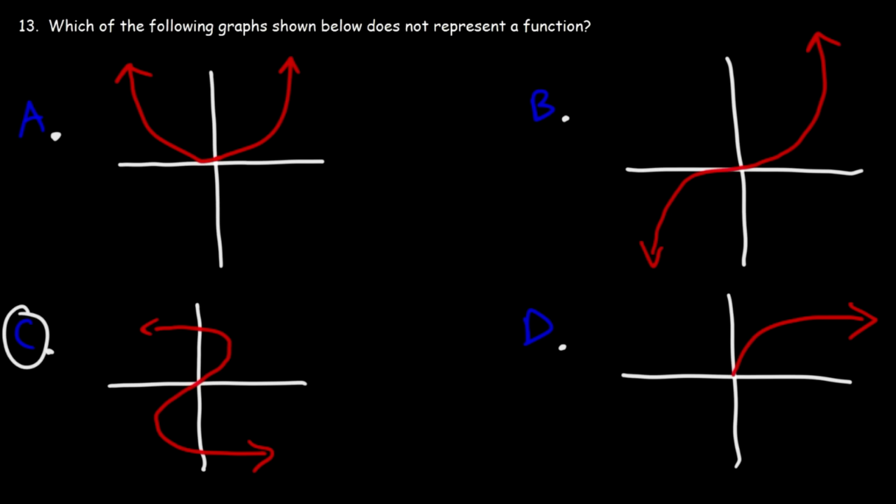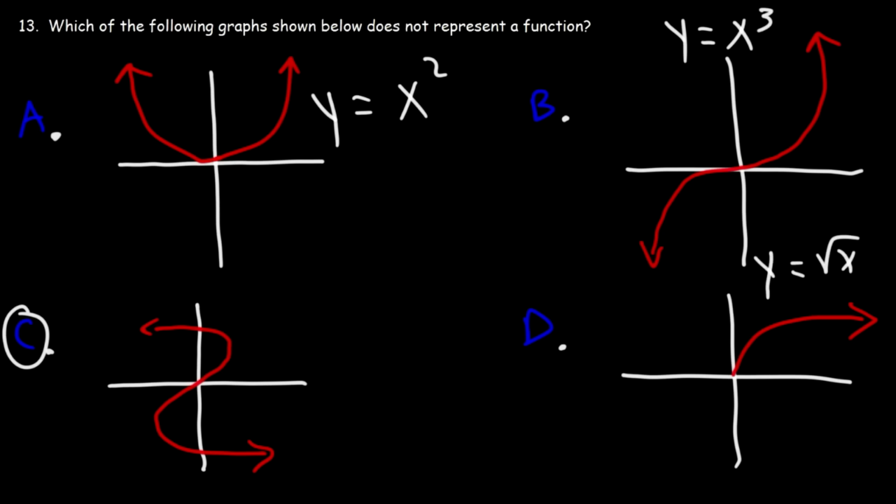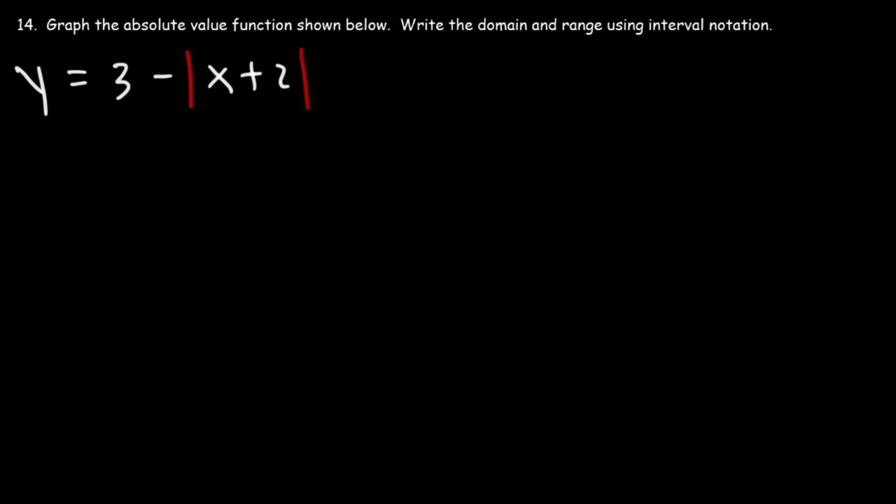Now, it's important for you to know the parent functions of certain graphs. For instance, for answer choice A, this is the parent function x squared. And for B, this is y is equal to x cubed. And D represents the parent function, the square root of x. So just keep that in mind.